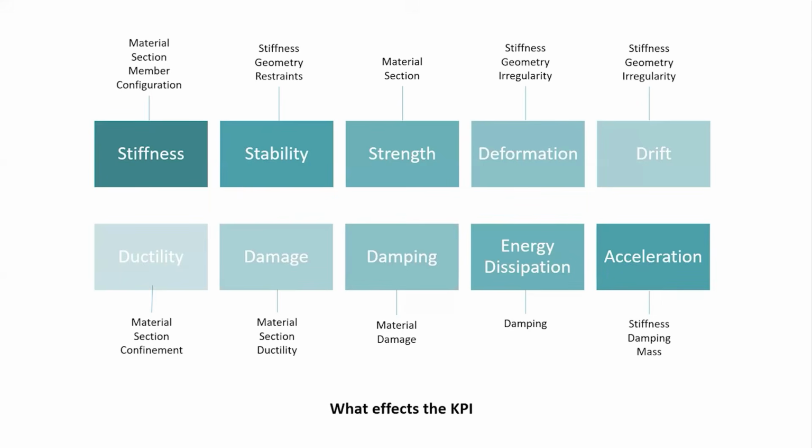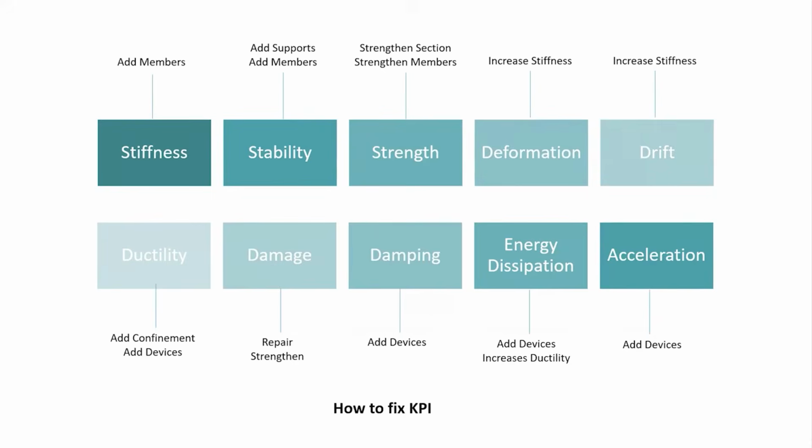So this is like a diagram which we can see which are the levers that you can pull or push to get the KPIs or key performance indicators right. If we have a problem with the drift, we can look at stiffness, geometry, and so on. So this is roughly the map for the deficiencies and the KPIs. And auto-fix KPI also the same way. So if the stiffness is a problem, we can add members. If the stability is a problem, add members. And similarly, if strength is a problem, strengthen the section, strengthen members, deformation will be stiffness, and so on.